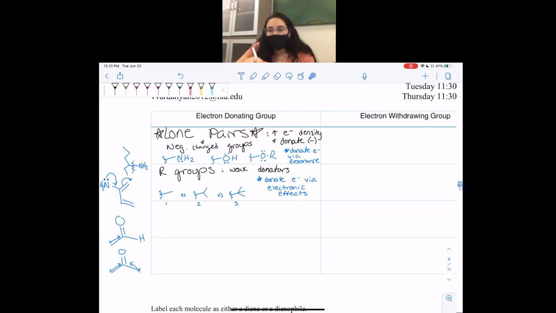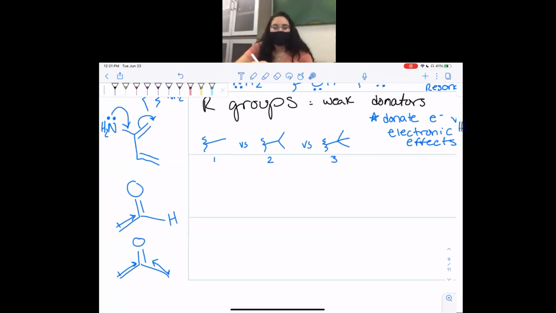So yes, I had 2 questions, which was basically to reiterate which one is the most versus least donating, and then what I drew out here. I drew out the electronic effects, and so the electron density is being pushed. That's what I'm trying to show here.